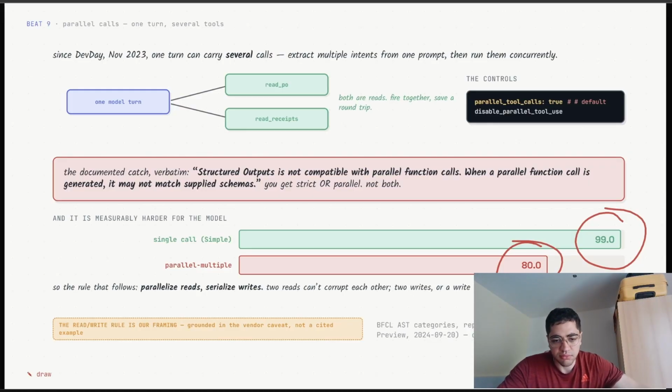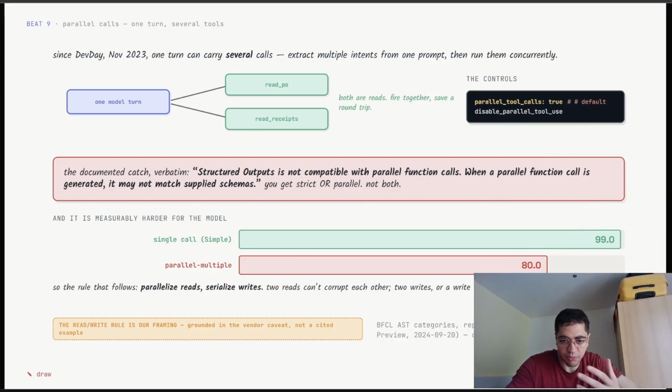And that is an older model, so take the direction rather than the magnitude. So maybe newer models might get better results here, but there is still a degradation. And here we have a rule: parallel reads, but serialized writes.